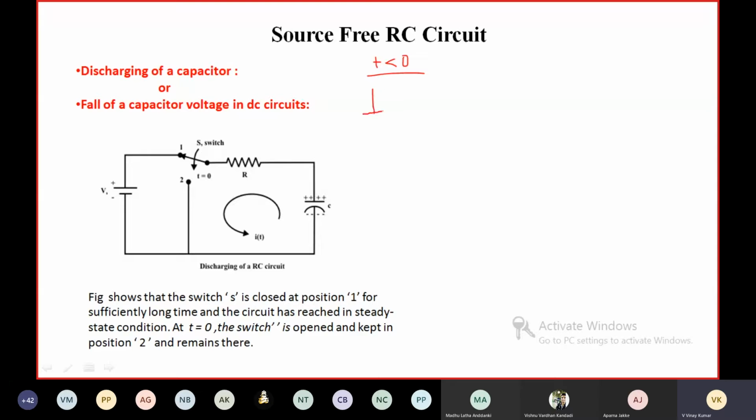If the switch is in position 1, what will be the circuit? The circuit would be like this. This will be the circuit for t less than 0, where Vs is the applied voltage, R is the resistance of this resistor, and C is the capacitance of this capacitor.